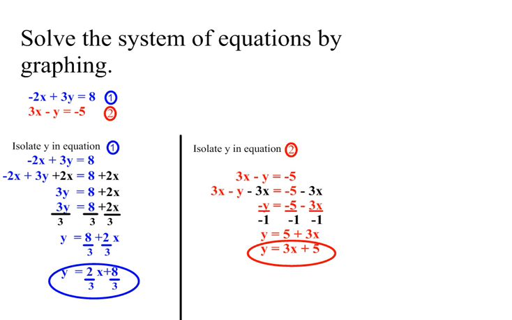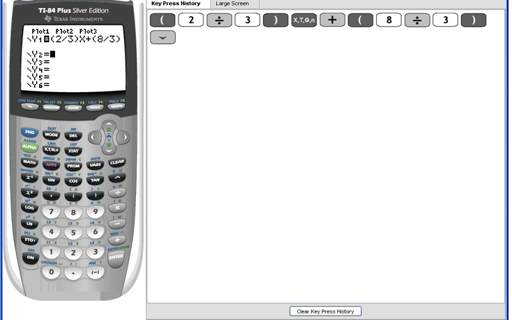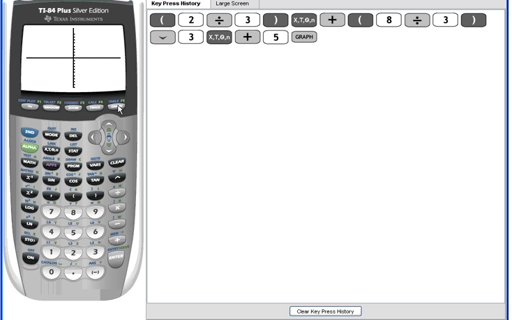And the second equation was 3x plus 5, so I'm going to type in 3x plus 5. Now I can graph. So here my first equation is coming up, and the second one. So now we want to calculate the point of intersection. I can see right now it's over here, but I want to calculate exactly what that is.